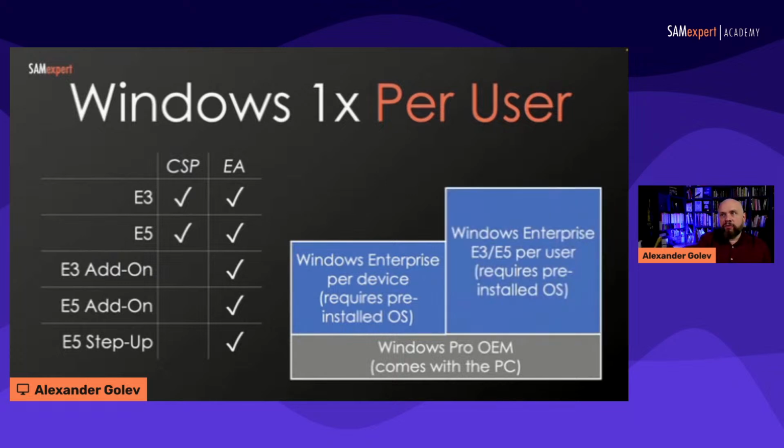Alternatively, now, you could buy Windows E5 or E3 subscriptions and upgrade Windows Pro laptops to Windows Enterprise for the users that have per user E3 and E5 licenses. Again, upgrade licenses. They still require OEM Windows on the computer.